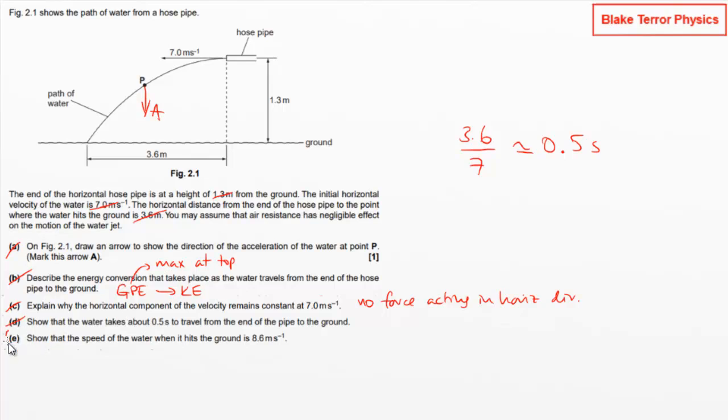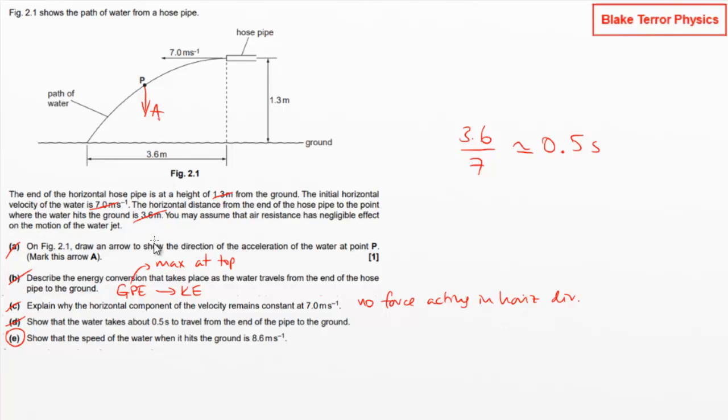Right, now we get to the last part, which is the aforementioned infamous part of the question. I do recall this question because it came up in a tutorial that I did, and the mark scheme on this particular question I just think has got a ridiculous comment on it, and I will get to that comment after I go through this. Right, so show the speed of the water when it hits the ground is 8.6 meters per second.